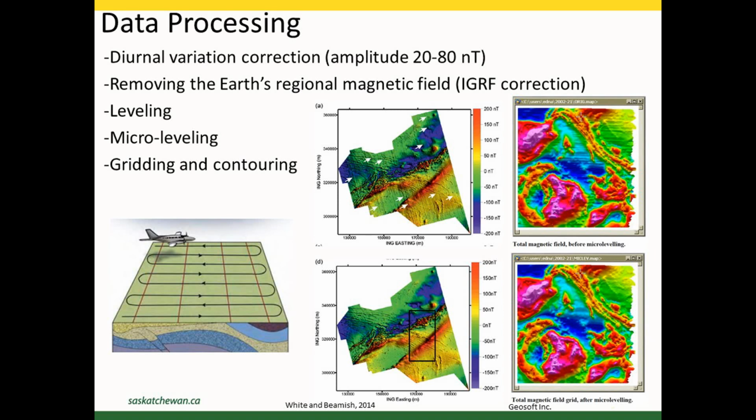Leveling errors are long wavelength features parallel to the survey lines. These features should be removed from the data. They are mainly caused by the change of the position of the magnetometer. Tie lines, which are flown perpendicular to the survey lines, are used to remove them. Any remaining long wavelength features parallel to the survey lines are then removed by micro leveling. Then the data are ready for gridding. As you can see, you can see leveling errors here, and they are removed in these grids.